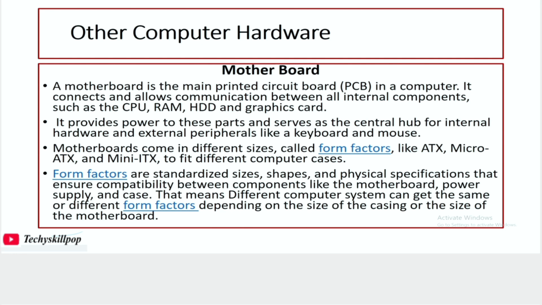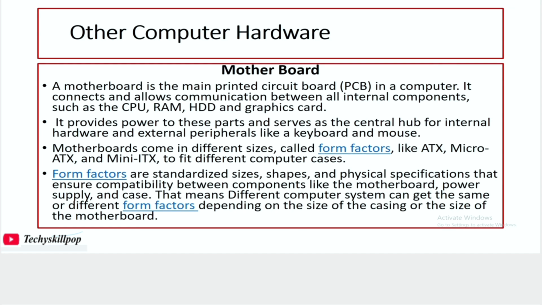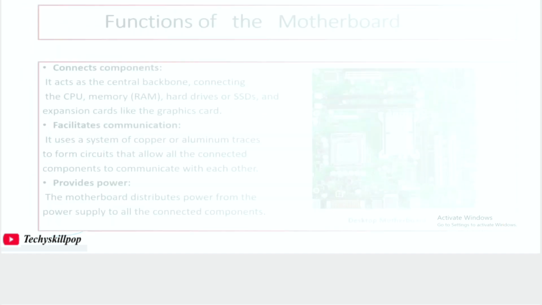Motherboards come in different sizes, form factors like ATX, Micro ATX, and Mini ATX to fit different computer cases. Form factors are standardized sizes, shapes, and physical specifications that ensure compatibility between components like the motherboard, power supply, and case. That means different computer systems can have the same or different form factors depending on the size of the casing or the size of the motherboard.